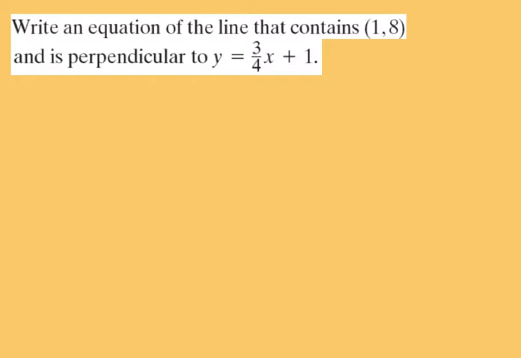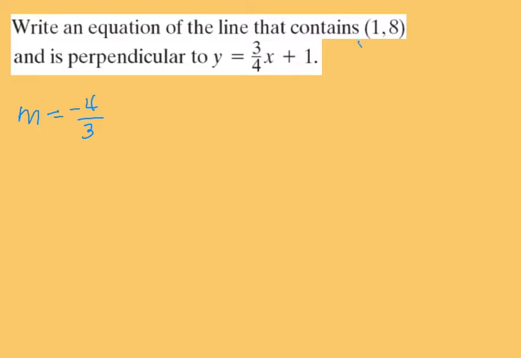So in this next example, we are being asked to do the exact same thing. We have a line that goes through the point (1, 8) and is perpendicular to y equals 3/4 x plus 1. So if it's perpendicular to the line that's described here, then the slope is going to be the opposite reciprocal of the slope of this line. This line has a slope of 3/4. So the opposite reciprocal of 3/4 would be negative 4/3.